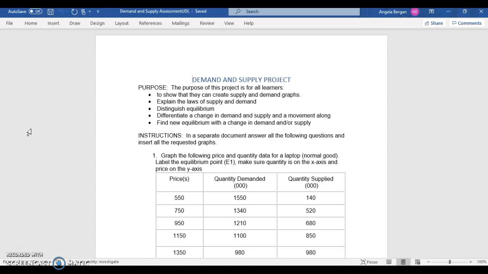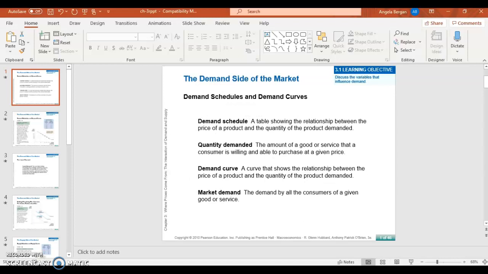I want to go over the demand and supply project with you today. I want to go over this assignment and give you the ability to understand how to do it, and give you some lecture points on the assignment as well that will help guide you through the process, and we'll go through each of the problems. So I'll be flipping between the screens as well.